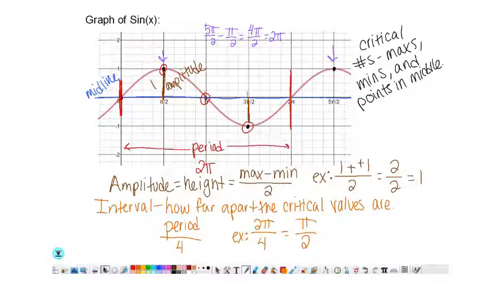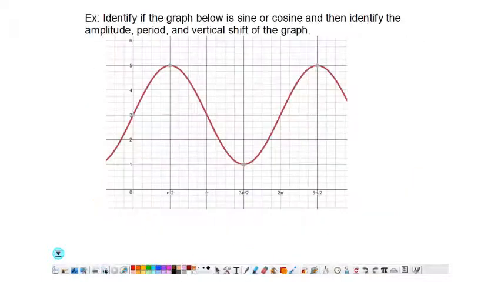We're going to look at some examples of transformed sine and cosine graphs today. We want to first identify if the graph below is sine or cosine, and then identify the amplitude, period, and vertical shift of the graph. The vertical shift is another way of saying where the midline is.